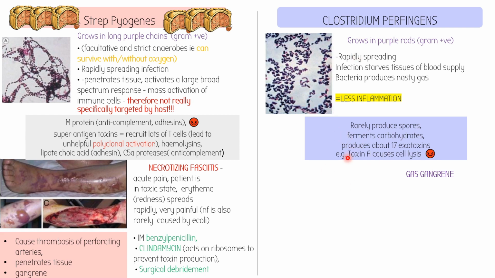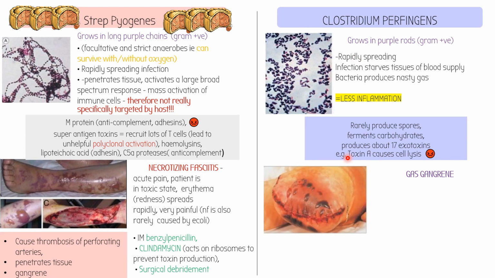17 exotoxins, of which one that you should know is toxin A, which causes cell lysis. And these different toxins ferment carbohydrates, meaning breaking down cells. As I mentioned, this bacteria produces a nasty gas which makes your leg very puffy. This can cause gas gangrene.